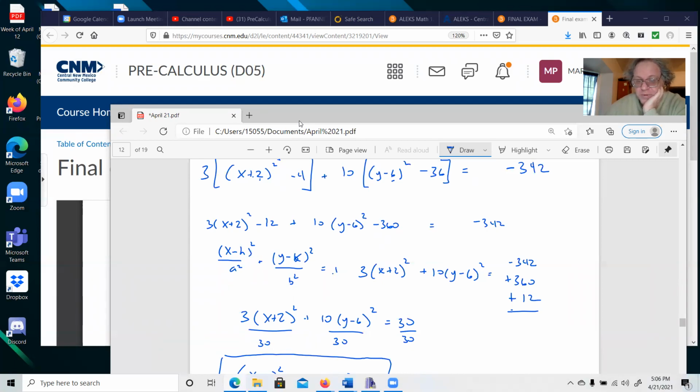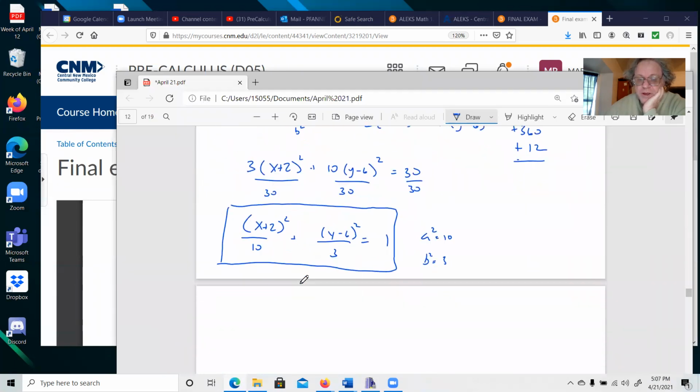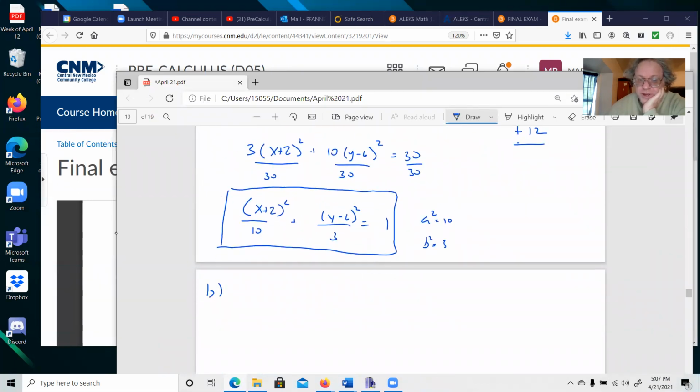There's the equation in standard form. B, what's the center? Well, remember how we did circles? Our center is negative 2, 6. It's the center of the ellipse. How do I get that? Well, it's x minus whatever comes next. x minus negative 2, y minus 6. Negative 2, 6.